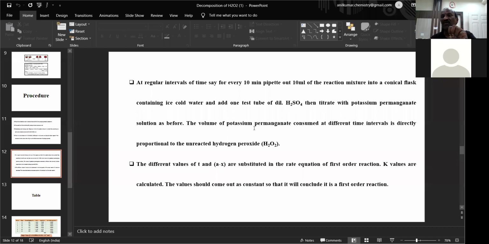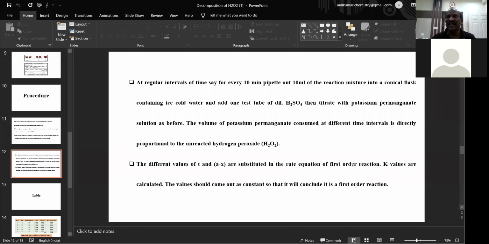And again, we have to take the V0 value and the VT values. We will take V10, V20, V30, V40, V50, V60. Like that, we take six readings. One is the V0 reading, and the second set is V10 to V60. That is six readings we will take, which are the different values at time t.